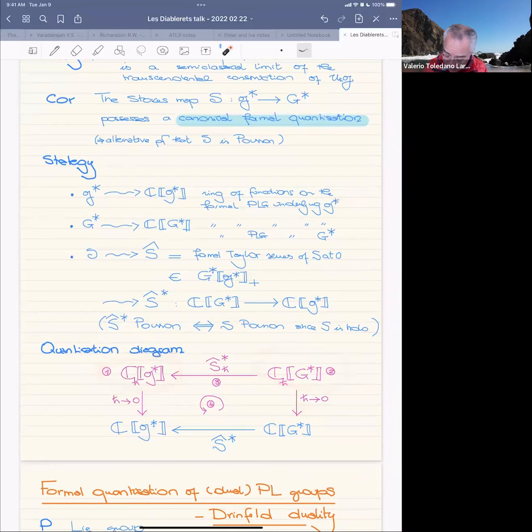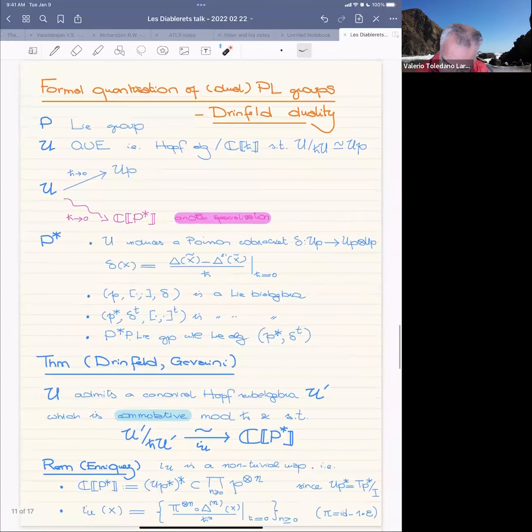So how do you quantize these formal Poisson Lie groups? There's a very known result of Drinfeld, which is called Drinfeld duality, and works as follows. Suppose I start with a Lie group P, and I start with a QUE, so a quantized enveloping algebra. What is that? This is a Hopf algebra over the ring of formal power series, such that when I specialize it to H bar equal to 0, I get the enveloping algebra of my Lie group P. Okay. So by definition, I therefore have a specialization map from this boldfaced U to this universal enveloping algebra.